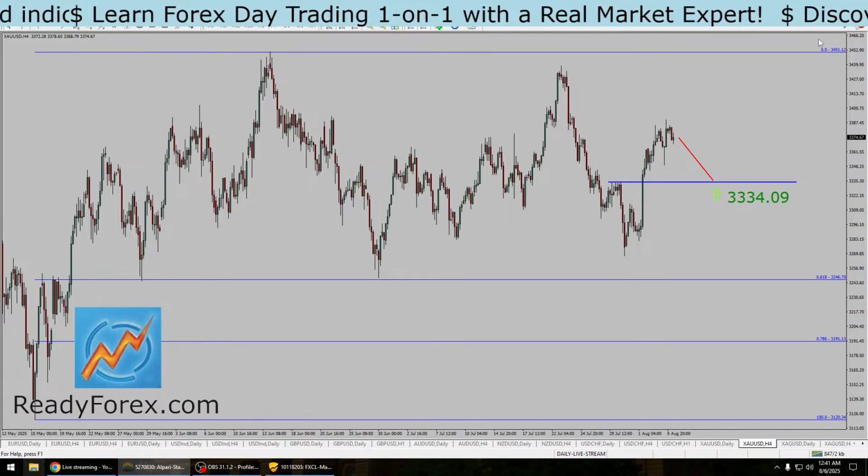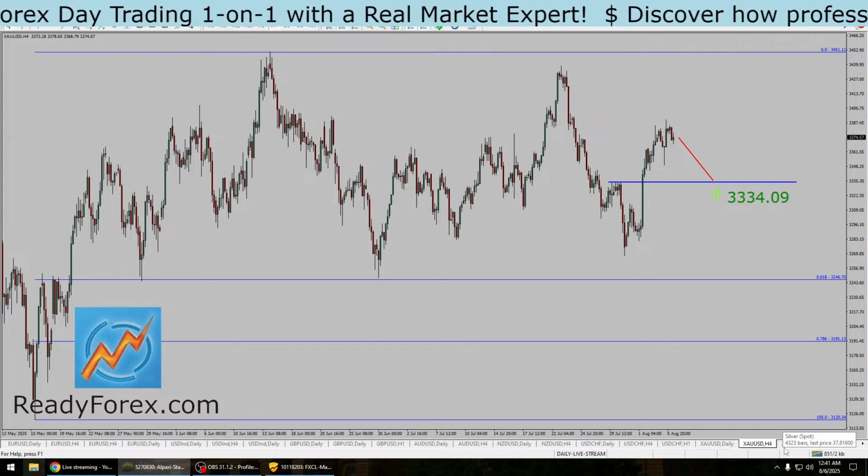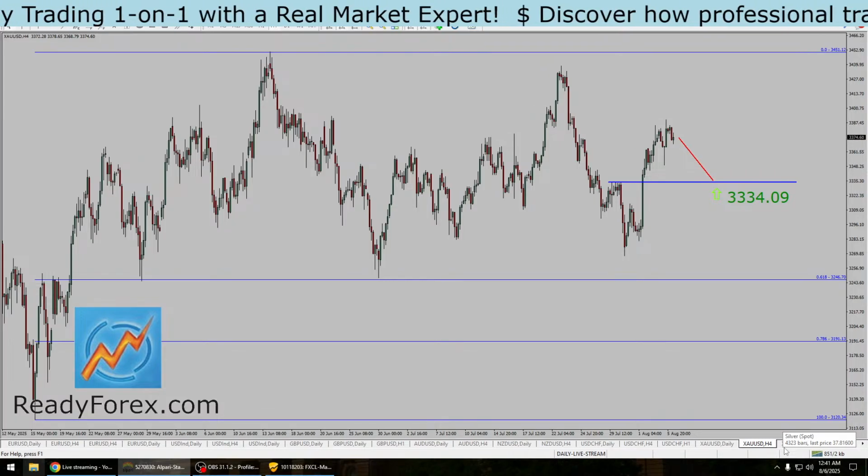And next, let us take a look at spot silver.